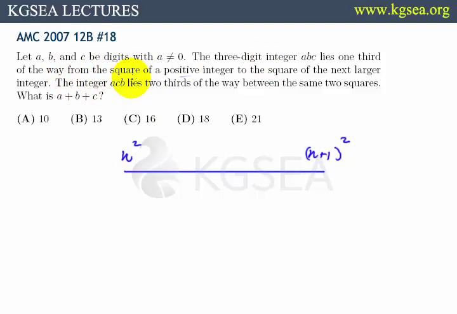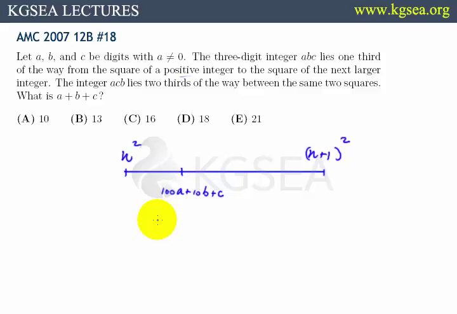It lies 1/3 of the way from this. So here it is, and here it is, and here is the spot, 1/3. So that's ABC. They are saying, well, we don't write it as ABC. It is 100A plus 10B plus C.